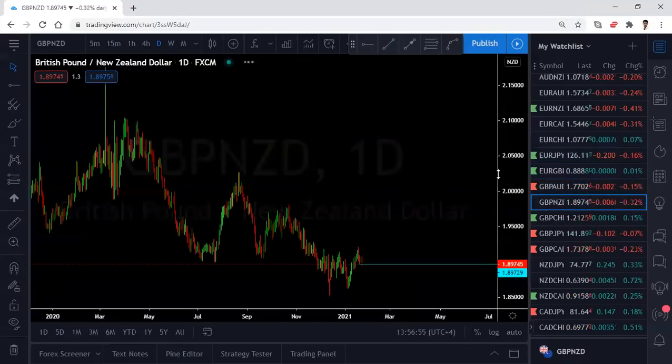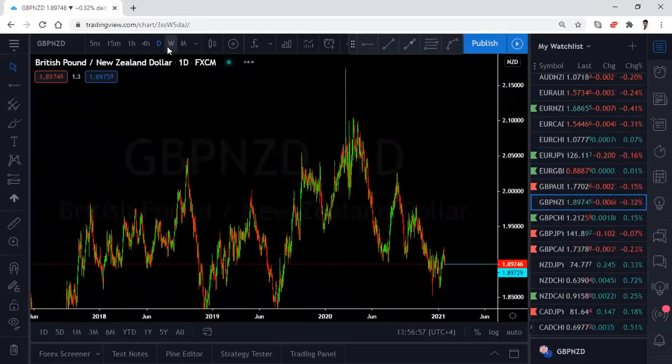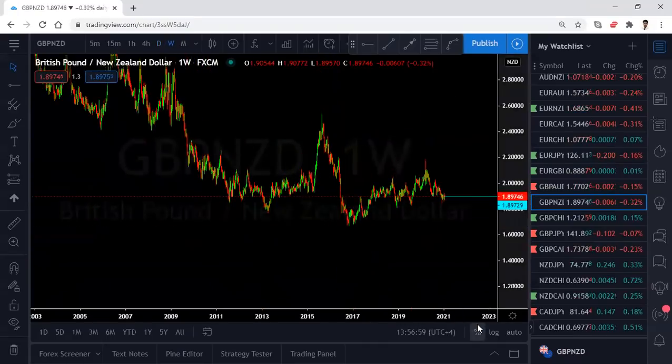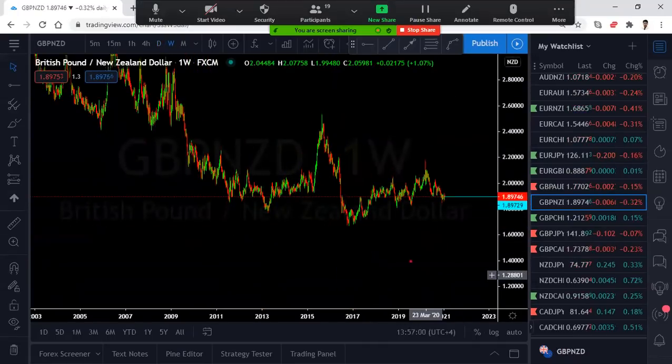Pound-Aussie, we did already. Pound New Zealand. Big picture, it's going like this. You can see this pretty easy. We're breaking out. I think we're going to make a running flat here again, go up a little, and then come back to retest this low. That is the likely pattern that we see forming right now.